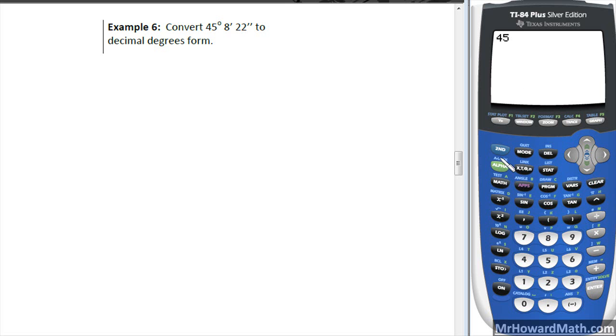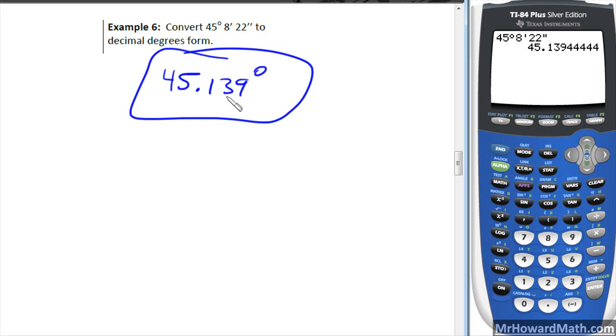Okay, I didn't mean to cancel that. That's fine. We'll go through it again. Second angle, degrees, 8, second angle, minutes. Now type the seconds in, and it's alpha plus, gives you the seconds. Then hit enter, and it gives you the answer. It is 45.139 degrees. So 45 degrees, 8 minutes, 22 seconds is approximately equivalent to 45.139 degrees.